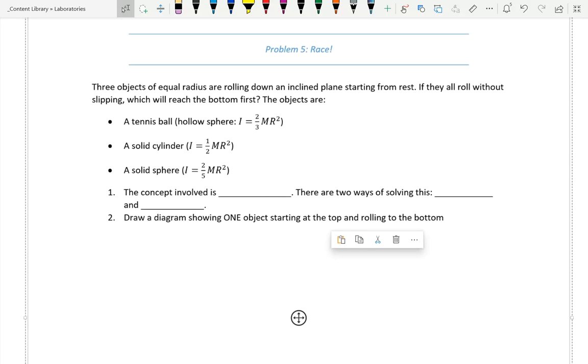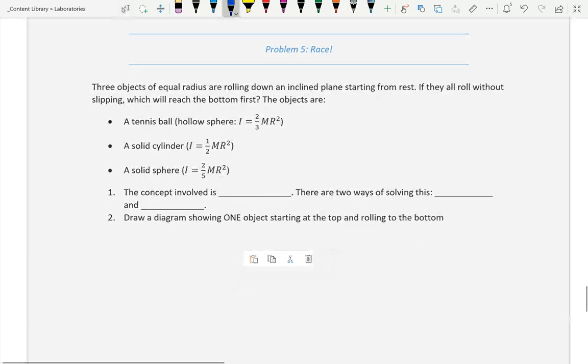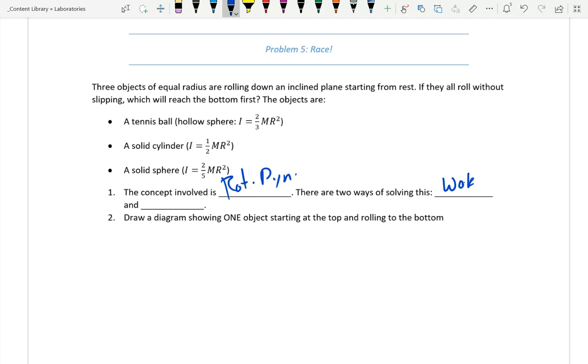So, what's the concept involved? Rotational dynamics. There are two ways of solving this. Work energy, or forces and torques. Right, Newton's second law.